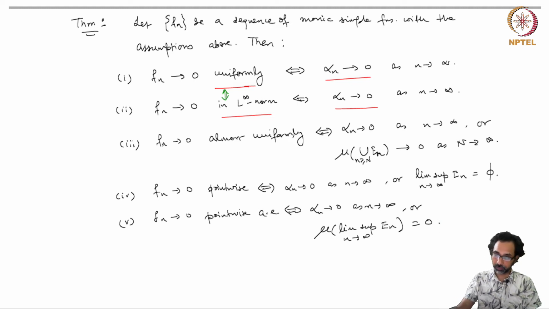Similarly, Fn converges to 0 almost uniformly if and only if either, now we have two conditions, either the height goes to 0 or the measure of the nth tail support goes to 0. So here we have an either or two conditions.